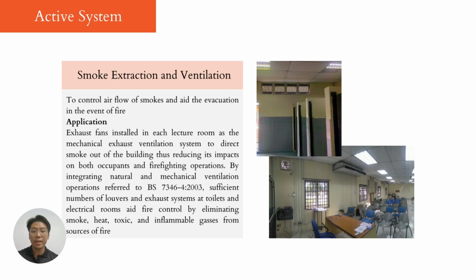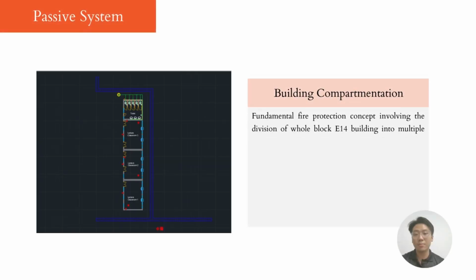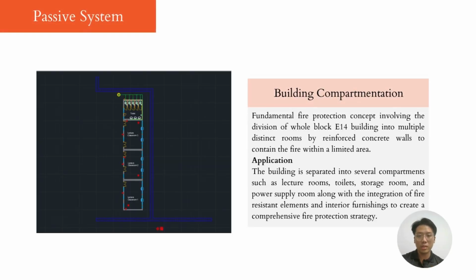By integrating natural and mechanical ventilation operations referred to BS 7346-2003, the building is also equipped with sufficient numbers of blowers and exhaust systems at toilets and electrical rooms to aid fire control. For the passive system, it mainly involves the division of the whole Block E14 building into multiple distinct rooms by reinforced concrete walls to contain the fire within a limited area, thereby minimizing its impact on occupants and structures as a whole. The building is also separated into several compartments such as the storage room and water supply room, along with the integration of fire-resistant furnishings to create a better fire protection strategy.